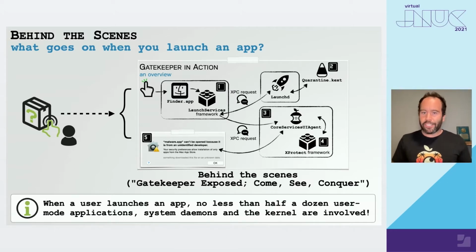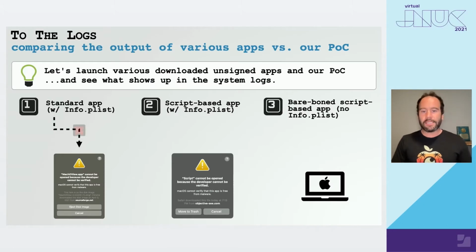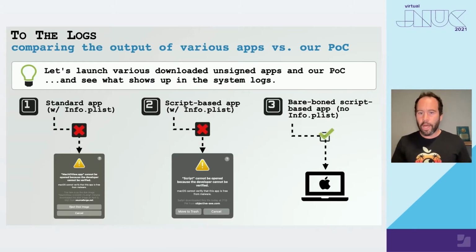Unfortunately, when you double-click an application, there is a ton that goes on behind the scenes. There are user mode daemons, there's daemons running as root, there are kernel components that all get involved that somewhere had a flaw. So instead of reverse engineering all of these, I said, all right, let me run applications that I know are blocked and the proof of concept, which is not blocked, and look at the output of the logging subsystem to hopefully pinpoint the daemon or the chunk of code that is problematic. So first I took a standard application that had a Mach-O binary and an Info.plist file, ran it, it was blocked as expected.